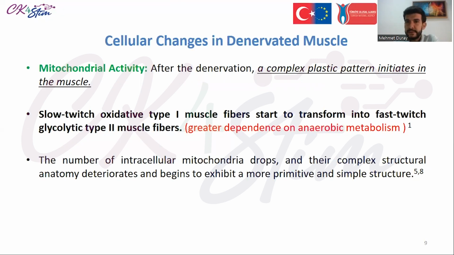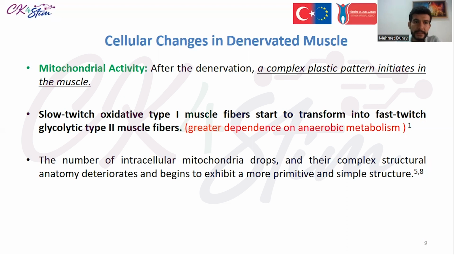Some cellular changes are seen in the denervation process. The first change is related to mitochondrial activity. After denervation, a complex plastic pattern initiates in the muscle, and this cellular plasticity affects the mitochondria. Firstly, slow-twitch oxidative type 1 muscle fibers transform to fast-twitch glycolytic type 2 muscle fibers.